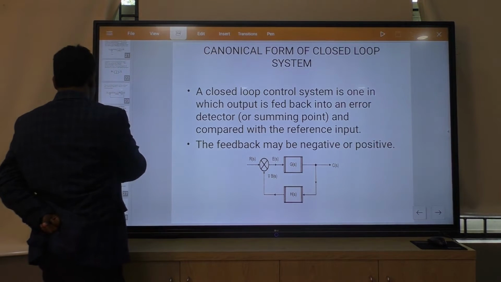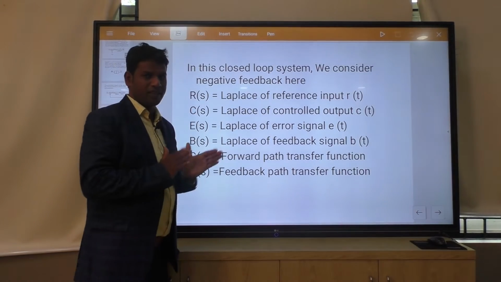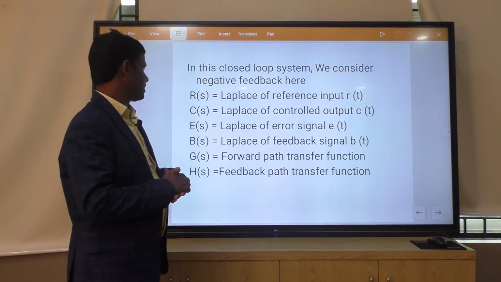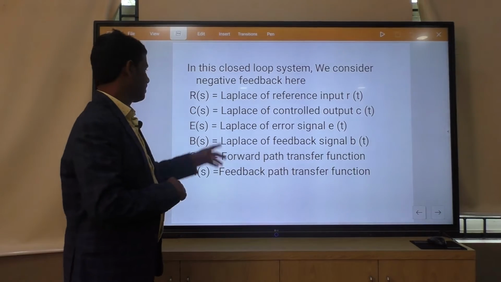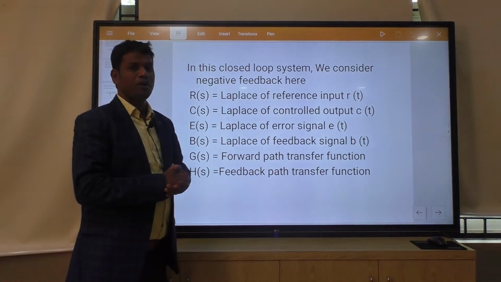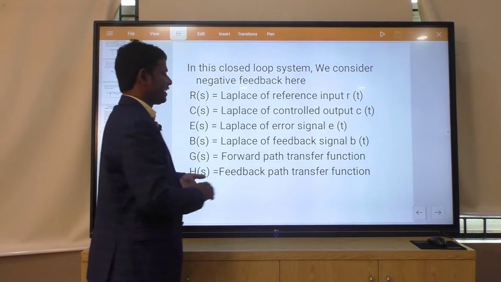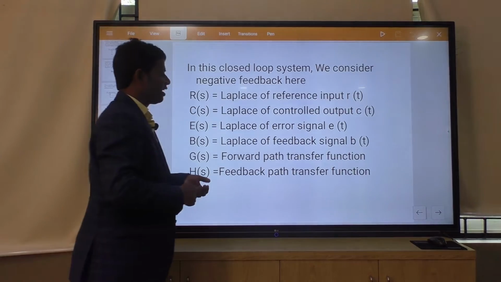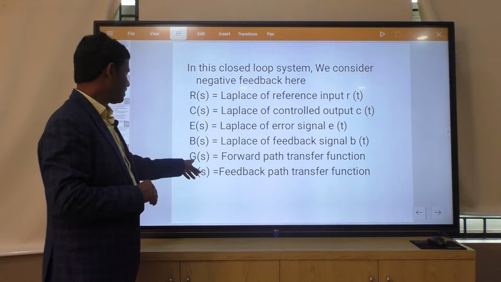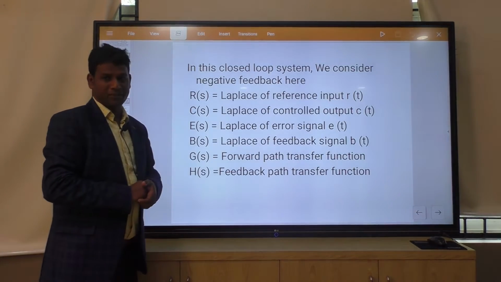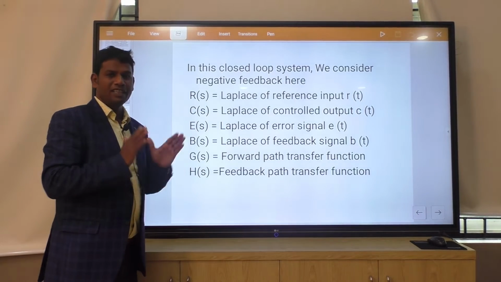You see. So I am writing these points here. In this closed loop system, we consider negative feedback. I have told you what the plus and minus feedback is. I am going with negative feedback. RS is the Laplace transform of input signal RT. CS is the Laplace transformation of control output signal CT. ES is the Laplace of error signal ET. BS is the Laplace of feedback signal. Similarly, GS is the forward path transfer function, and HS is the feedback path transfer function. You see here.